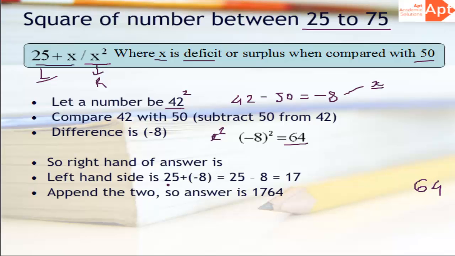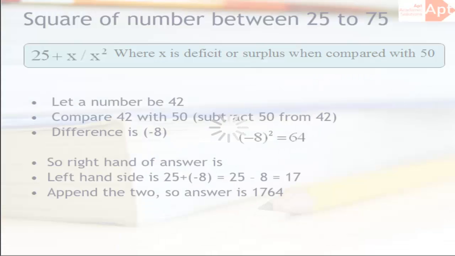Now for left hand side, what we have to do? We have to add 25 plus x. Since x is minus 8, naturally we have to subtract it. So if we subtract 8 from 25, we will get 17. So we will keep 17 over here. So now this is the answer, that is 1764. Easy. Let's take one more example.